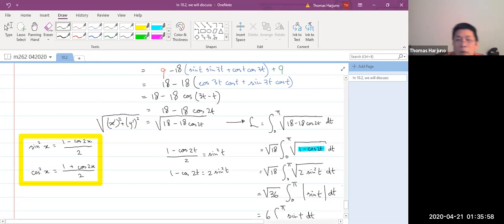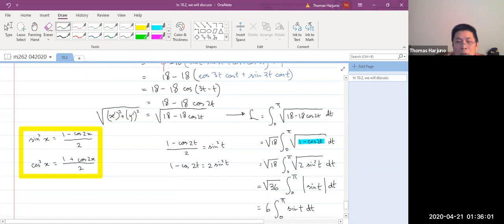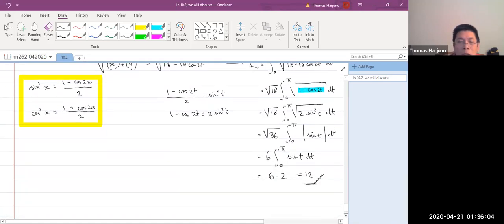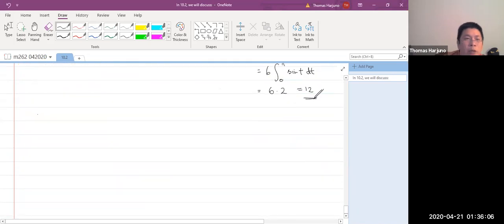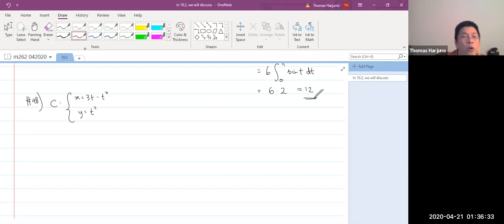Now, an interesting question. I want to take a little break for myself. I would like you to do question number 48. Find the length of the loop of the curve. So the curve is x equals 3t minus t cubed, and y equals t squared. Now they say it's a loop, so we expect that the curve actually looks like this.